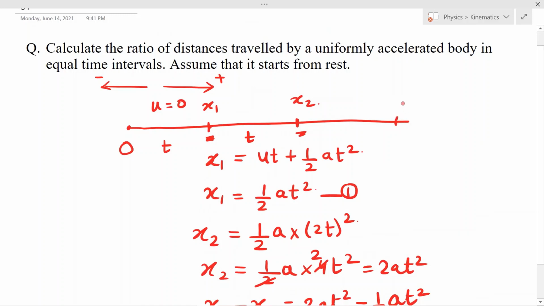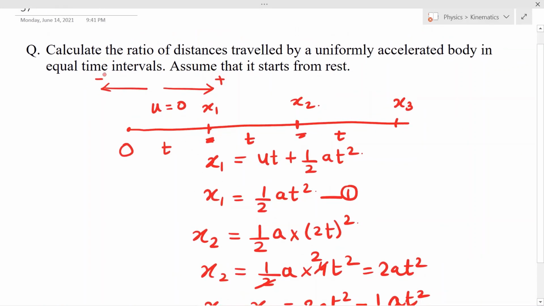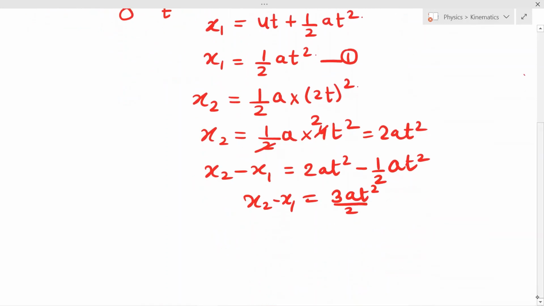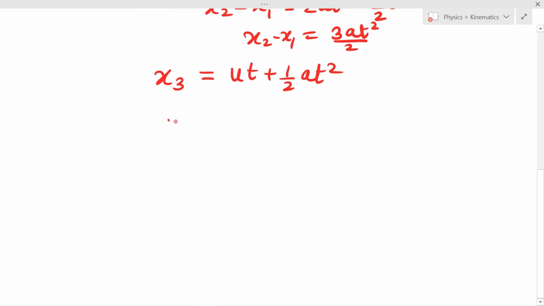Now let's say it reaches this position, coordinate x3, in another time interval t, the same equal time interval, because they have asked for equal time intervals. So let's find out what is x3. x3 minus x initial, and x initial is 0, so this is equal to ut plus half at square. Now again u is 0, so x3 becomes half of a into t square.